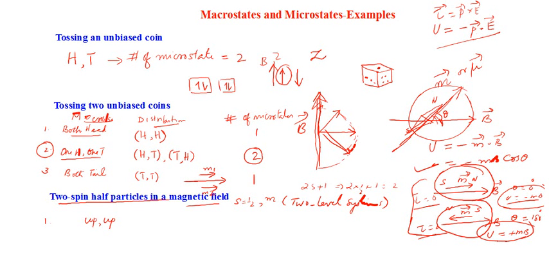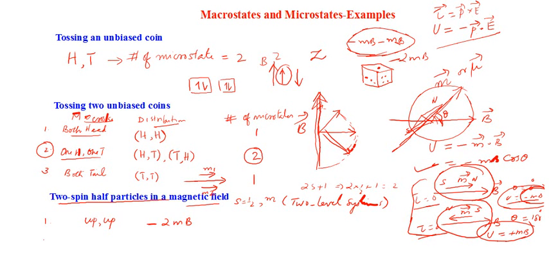When it is up, what will be the total energy? When it is aligned parallel, the energy for each particle will be minus mB. There are two particles, so minus mB plus minus mB. So the total energy of the system will be minus 2mB, the total energy of the system in the magnetic field.